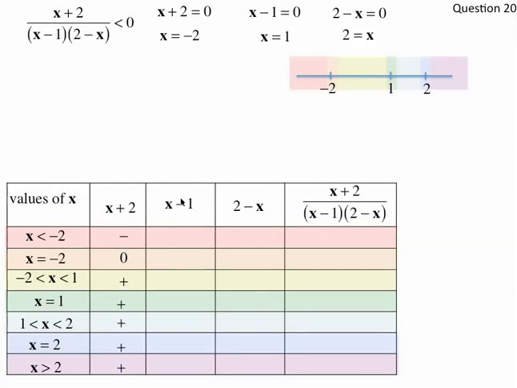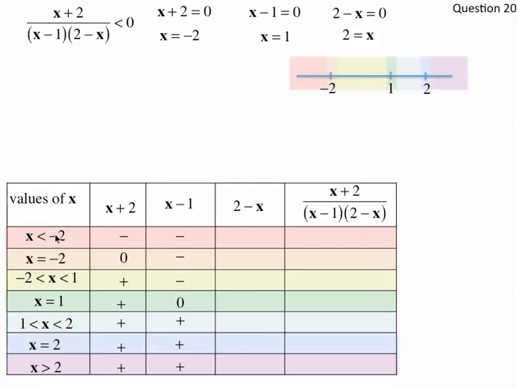All right, when x is less than negative 2, and we're looking at x - 1, negative 3 minus 1 is negative 4, so that's negative. When x is equal to negative 2, that gives us negative 3, which is negative. When x is between negative 2 and 1, like when it's 0, that gives us negative 1, which is negative. When x is equal to 1, 1 minus 1 is 0. When x is between 1 and 2, like when x is 1 and a half, 1 and a half minus 1 is a half, which is positive. When x is equal to 2, 2 minus 1 is 1, which is positive. When x is greater than 2, like 10, 10 minus 1 is 9, which is positive.